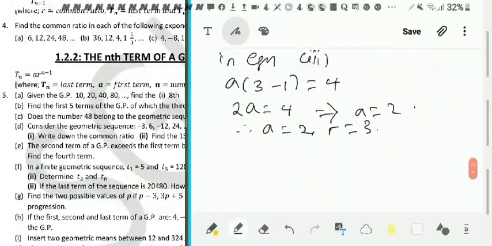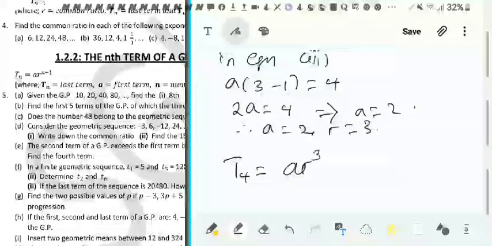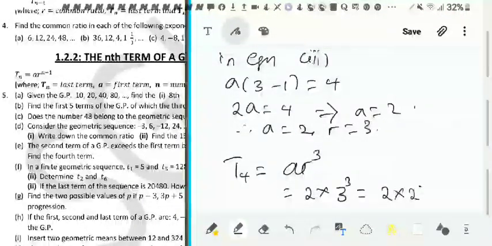To find the fourth term, T4 now is AR raised to the power of 3. That will be 2 times 3 raised to the power of 3, which is 2 times 27, giving you 54. Okay, so that's that for that. Let's look at F.